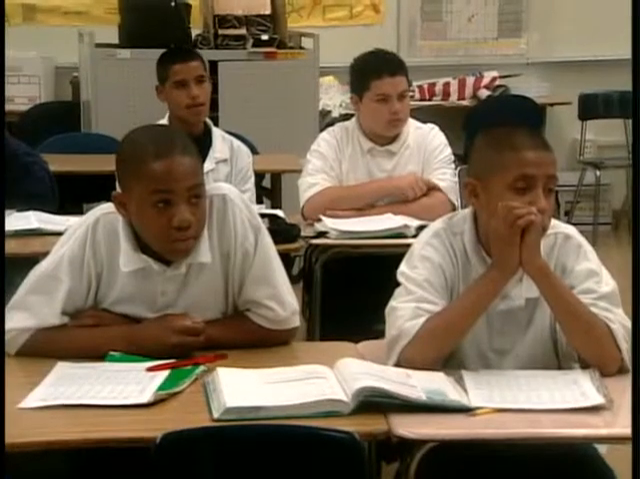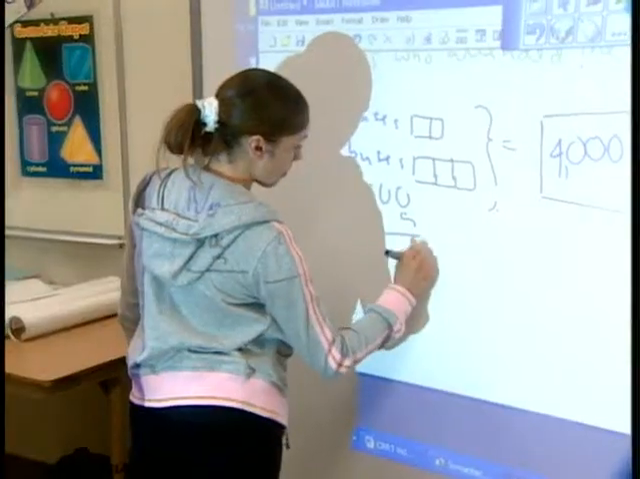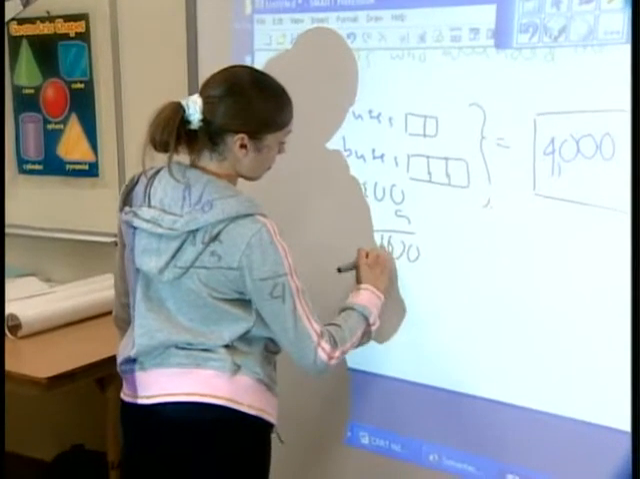When the students come to the board, they communicate their thinking. That provides me with a form of assessment to know how well they're doing, but they also model that thinking process in front of their peers.